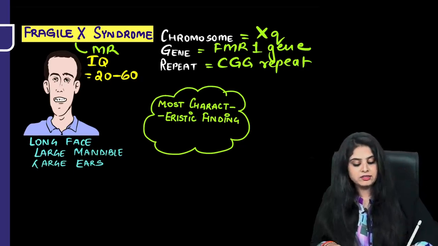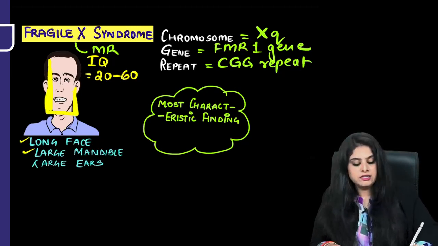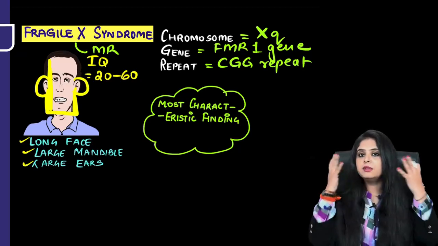Everything will be big. Look at the face. Their face is going to be very, very long. Look at the jaw, the mandible, very, very long. Look at the ears, like PK, like Aamir Khan, very, very large. So: long face, large mandible, big ears.